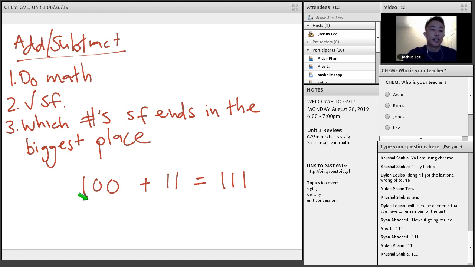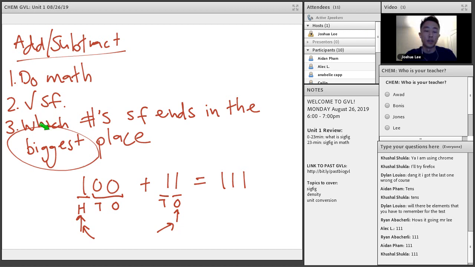So in this case, for the 100, these zeros don't count, remember? So the sig fig ends in the hundreds place. There's the tens and the ones place. So it ends in the hundreds place, whereas the 11, it ends in the ones place. So if you have the option of ending in the hundreds place or the ones place, you want to go with the biggest place. Or some people just like, all right, which one is farthest to the left? Which one runs out first? So then your answer would actually just be 100.